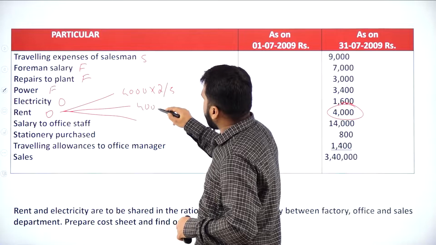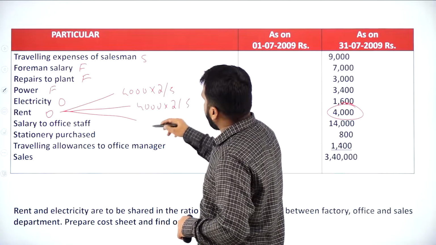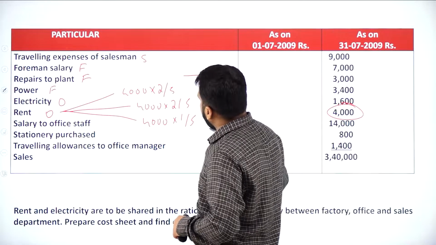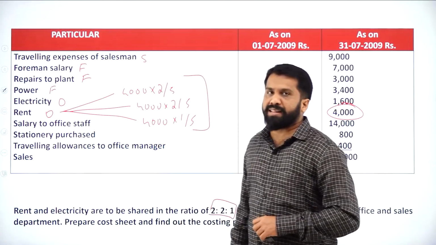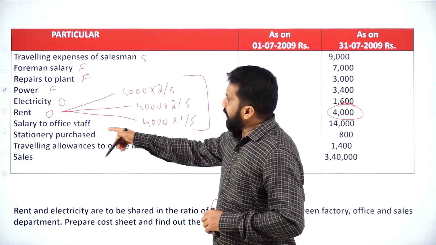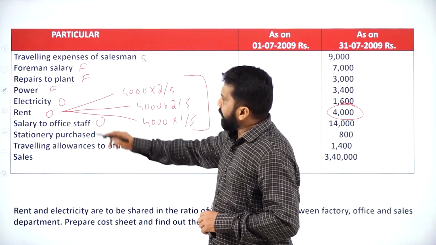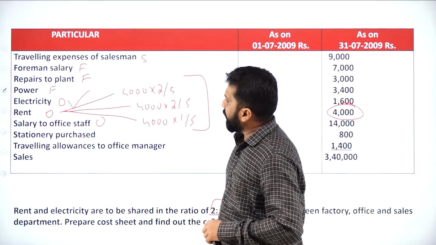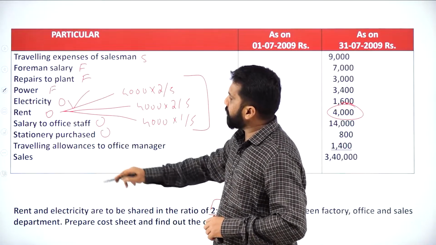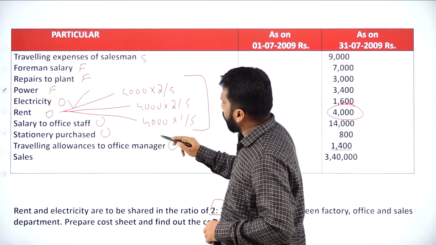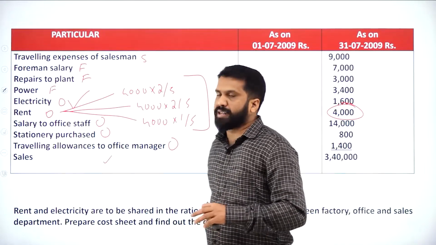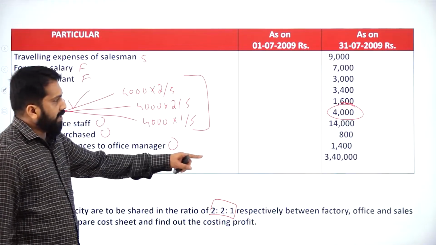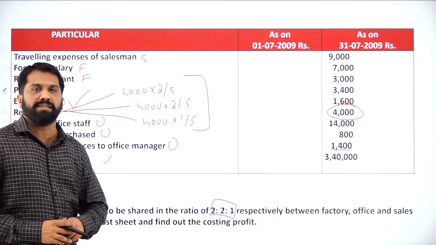Similarly, 4,000 multiplied by 2 by 5. 4,000 multiplied by 1 divided by 5. Like this, you are supposed to calculate. Then, salary to office staff, we directly take it in office. Even rent, we have to do the same thing. Then, stationery purchased, traveling allowance to office manager, office. Sales, we know that we take the final value. Sales is nothing but your final value, that is 3,40,000.